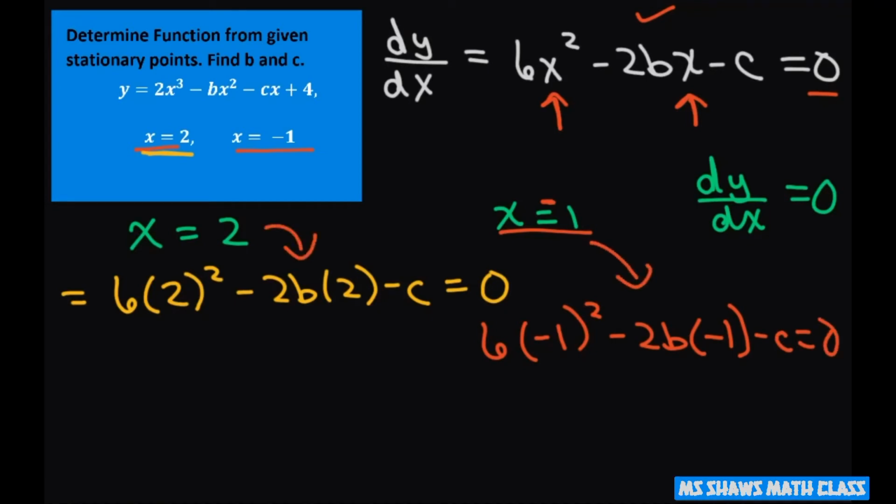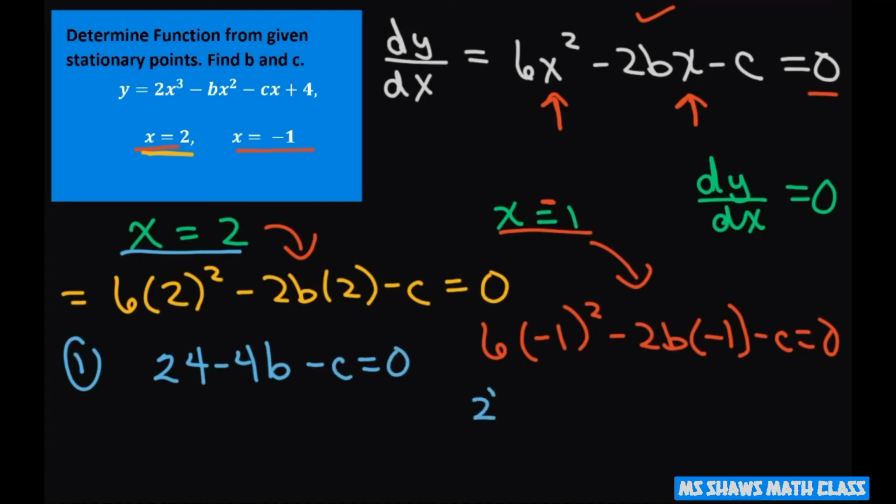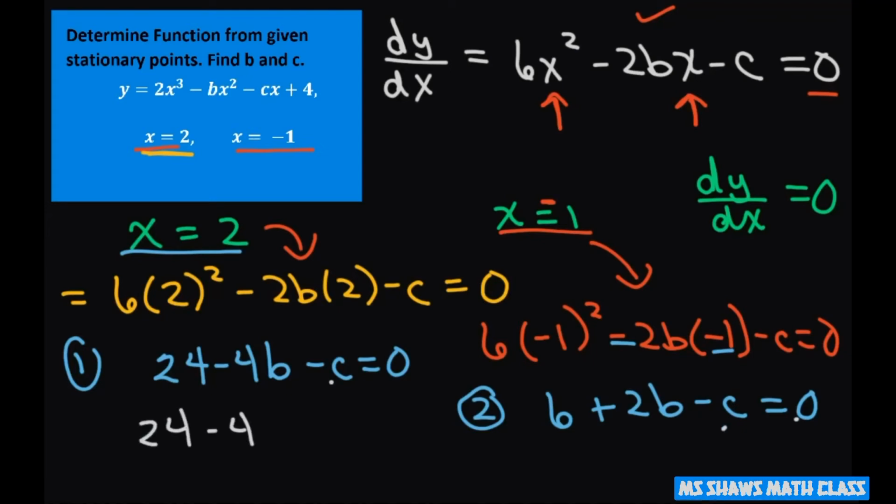Now let's straighten this up. For equation 1, we get 24 minus 4b minus c equals 0. For equation 2, we get 6, and two negatives make a positive, so plus 2b minus c equals 0. Now we can add c to both sides. So we get 24 minus 4b equals c, and this one is 6 plus 2b equals c.